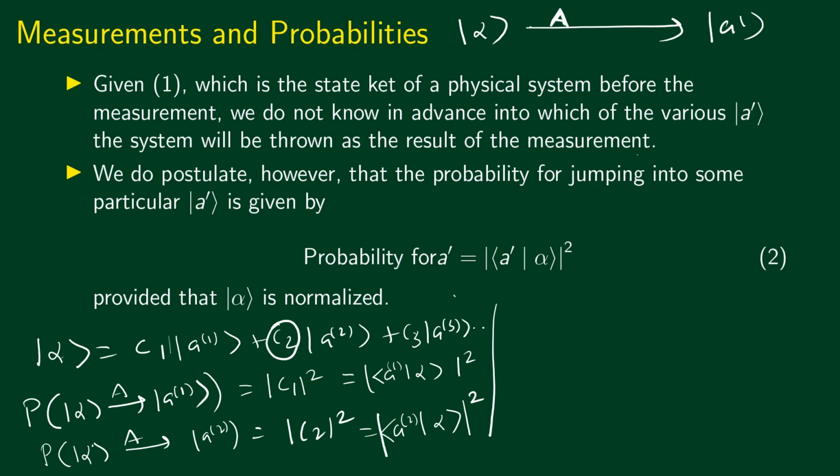Now this also can be written in this form. When I say that ket alpha has changed to ket A prime, that means that I have measured a value A prime or A1. That means that I have measured an eigenvalue A1.